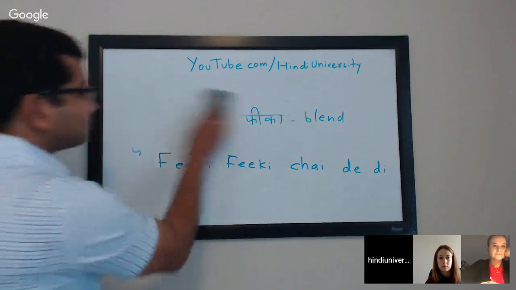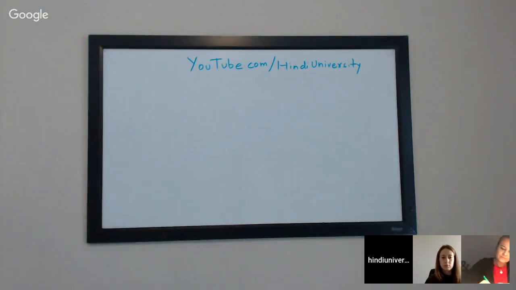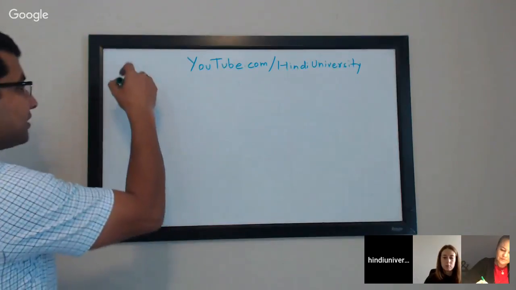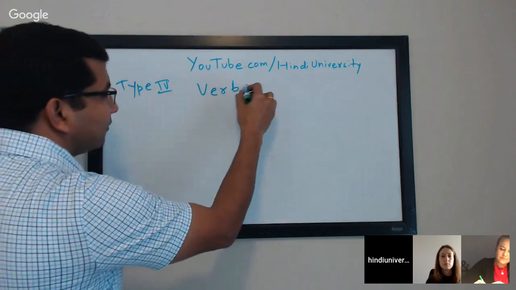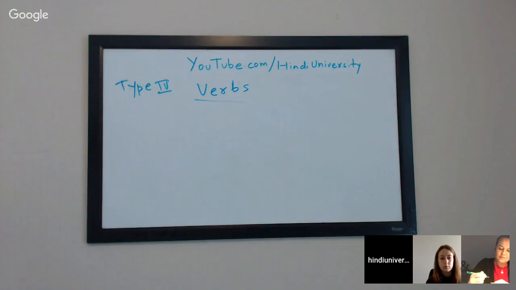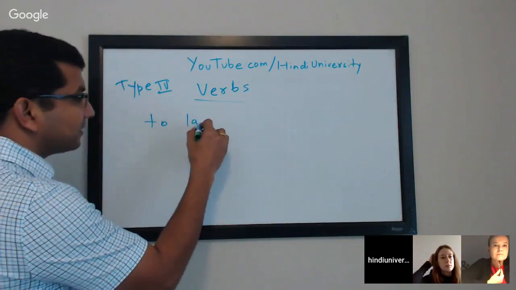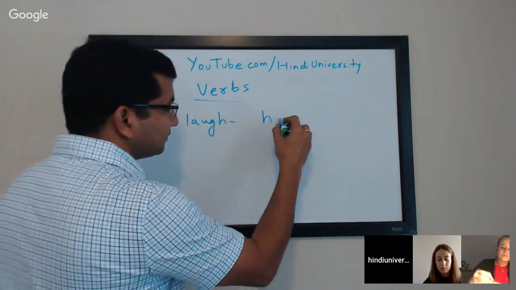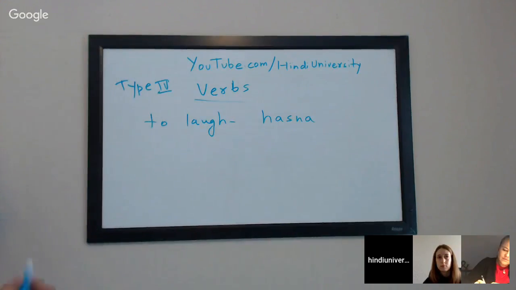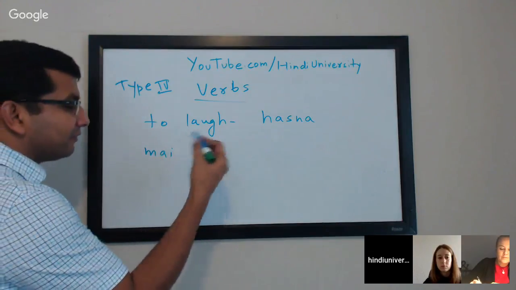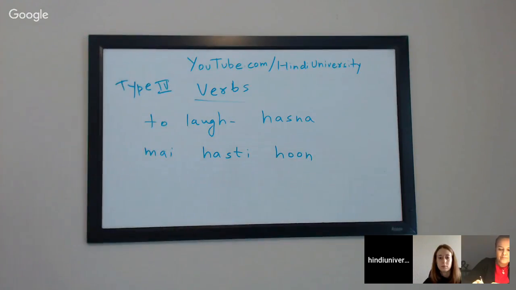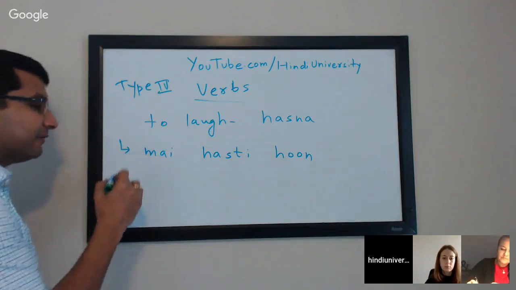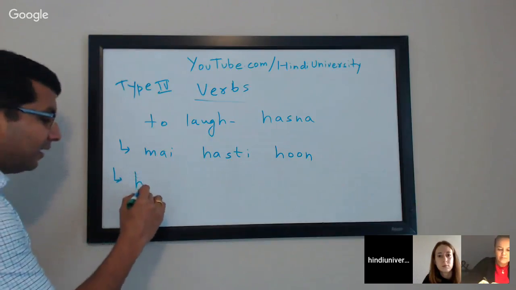So now let's do type four. Type four is nothing but how to use verbs in the reduplication sense. It's very interesting how you use that. To laugh in Hindi is hasna. Now you want to say, I laugh, for a female it would be main hasti hoon, which is I laugh. Simple sentence. Verbs work differently, and in the reduplication sense you want to say haste haste.